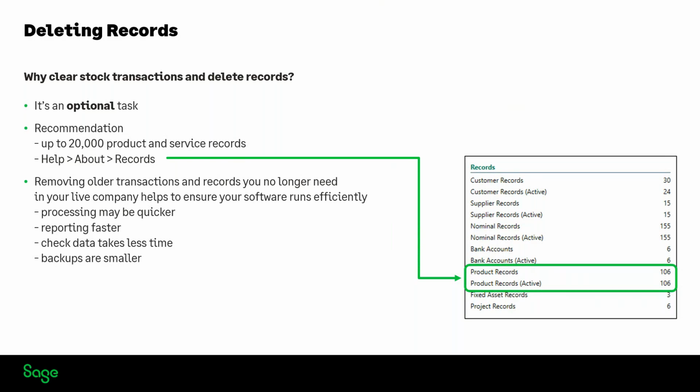Now, the benefit of removing all the transactions and records that you no longer need from your live set of data is that it helps to ensure that your software runs as efficiently as possible. So obviously, logically, the less data that you have, the more efficiently it's going to run. So when you're keying in information, selecting records from drop downs and things like that, processing will be quicker. Reporting should be that bit faster because it's got less data to go through.